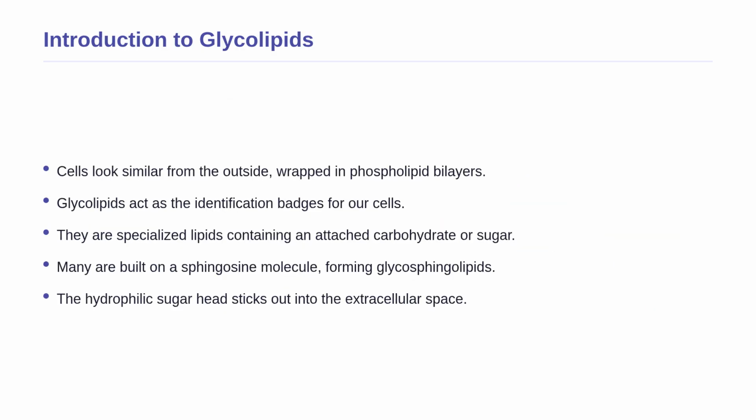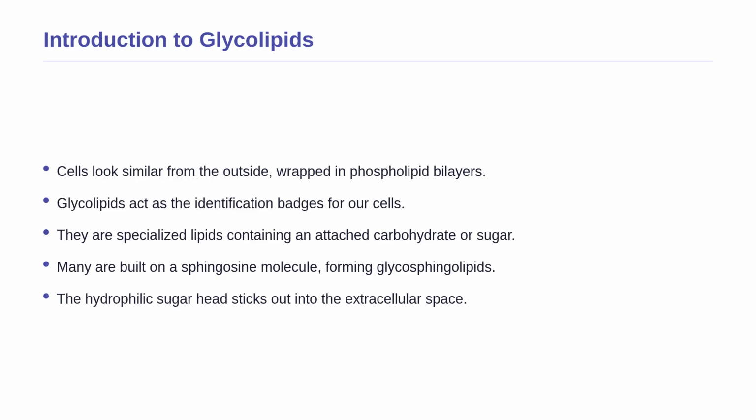Having explored the structural bricks of the membrane, we now turn to how cells identify themselves. Imagine walking into a massive office building where everyone wears identical gray suits. You would need ID badges to know who is who. In our bodies, cells look very similar because they are all wrapped in the same phospholipid bilayers. Glycolipids act as these crucial ID badges.